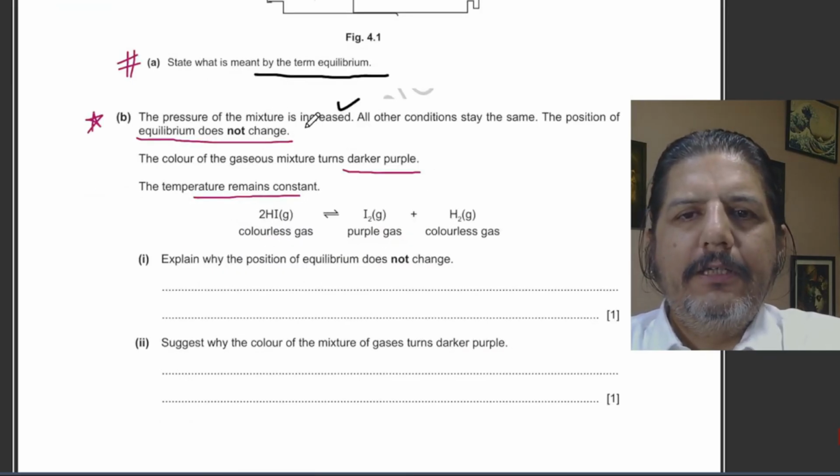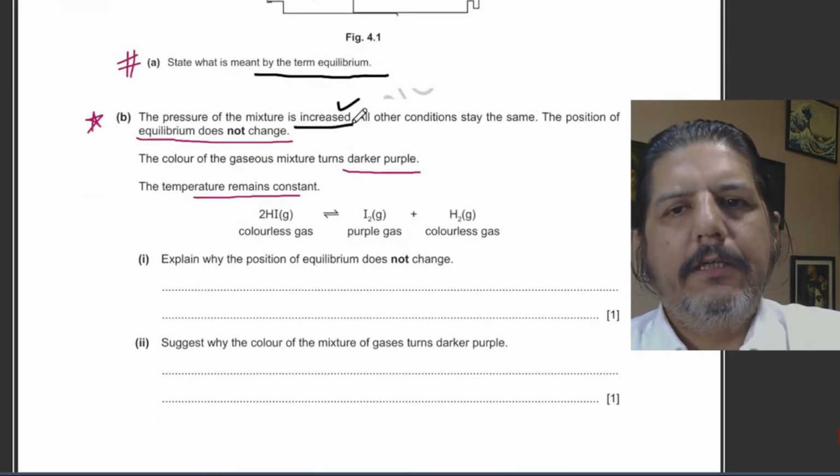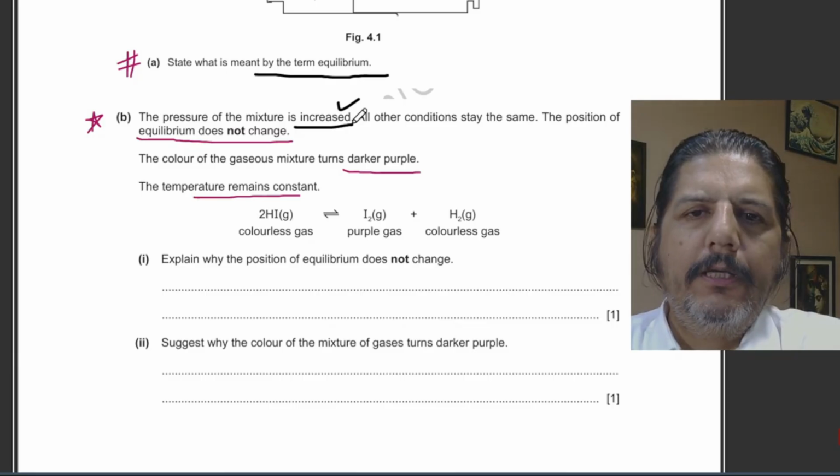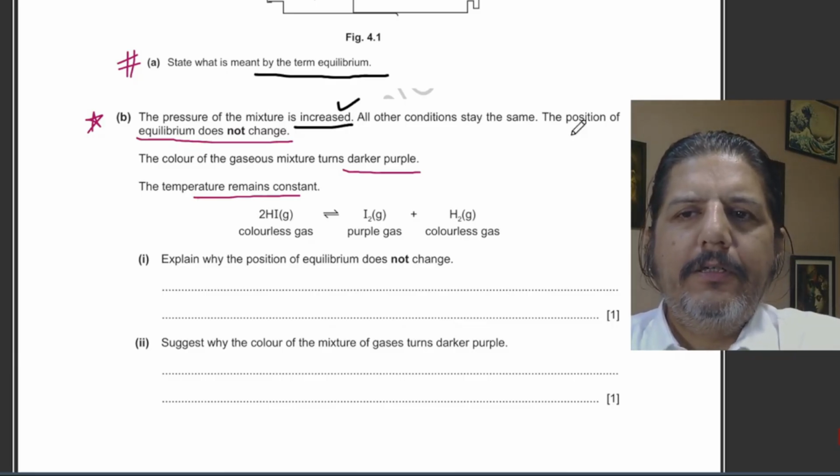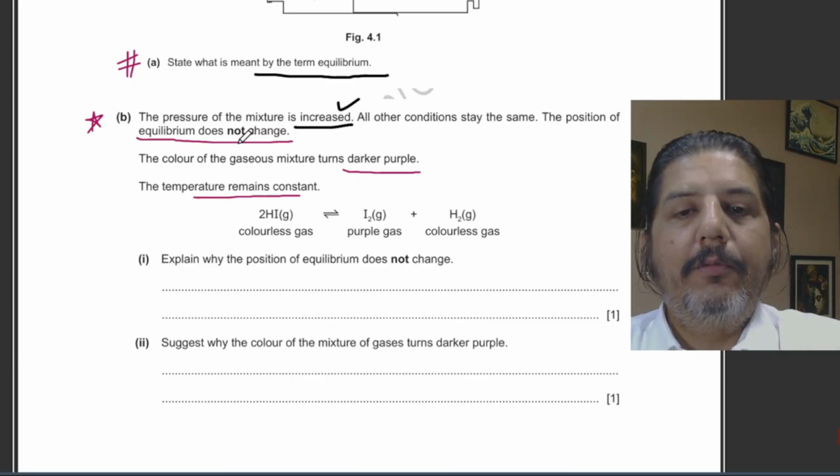The pressure of the mixture is increased. Now you'll understand what I was saying in the beginning of the question. Now the pressure is increased. All conditions remain the same. The position of equilibrium does not change.